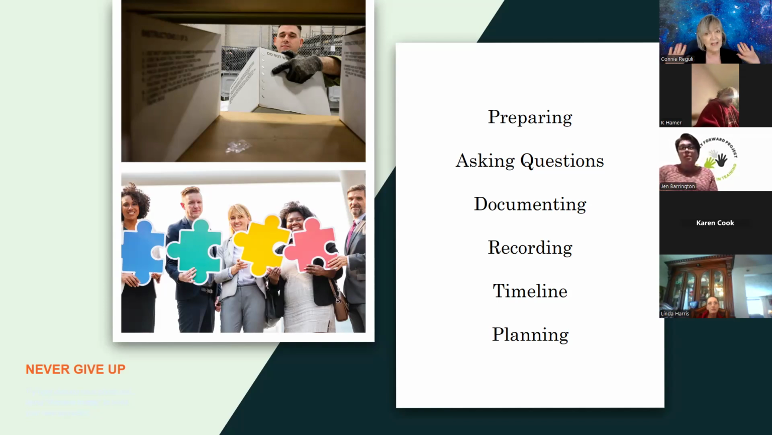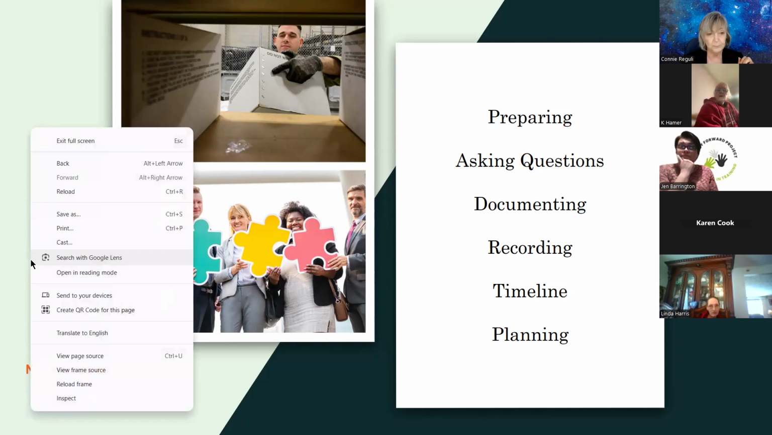Documenting, of course, I say that all the time: document, record, timeline, plan. All of that, even before we start going step by step, is a very important part of this process that we want to create a mindset around. We want being prepared, asking questions, documenting, recording, creating timelines from the very beginning, and of course, planning always for the next step.